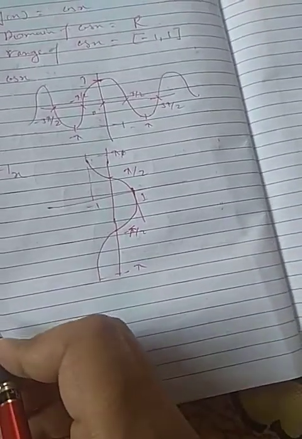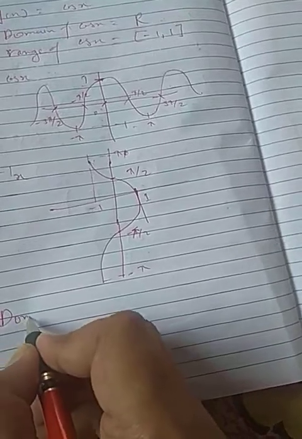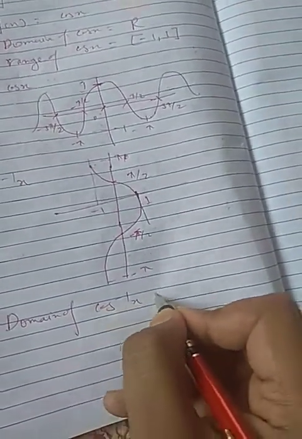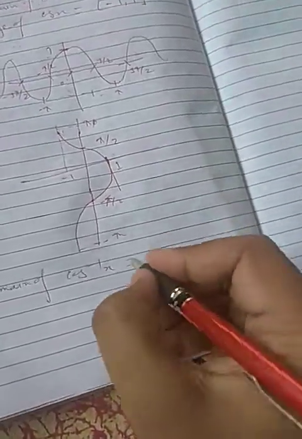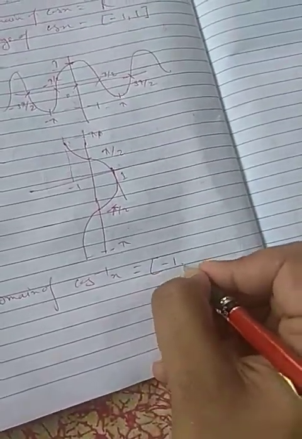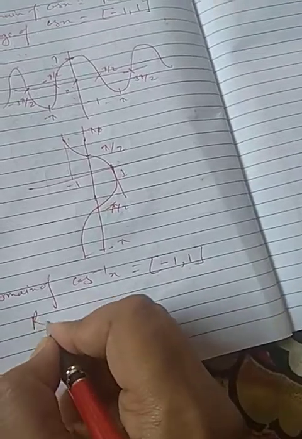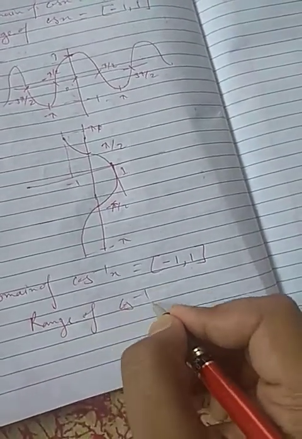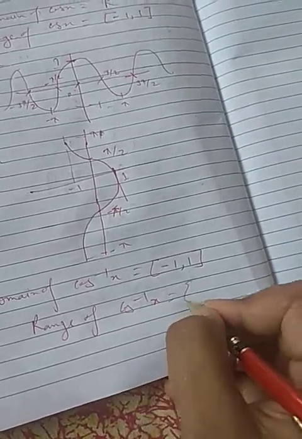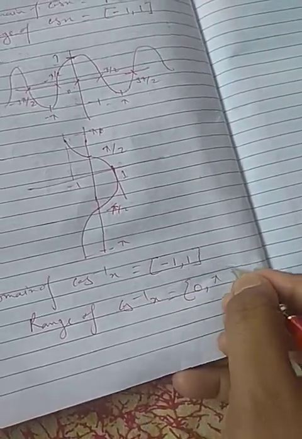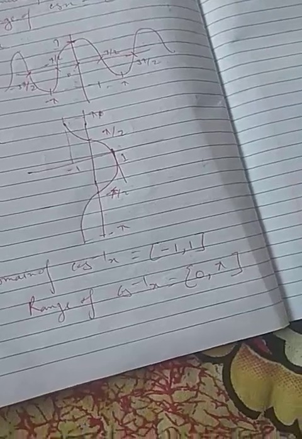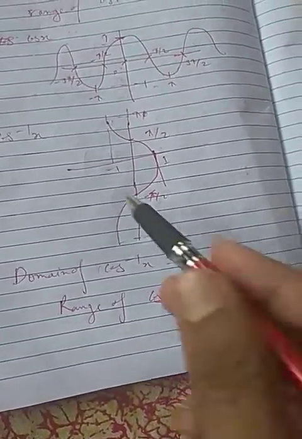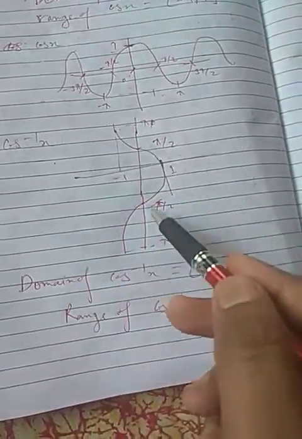So the domain of cos inverse x will be -1 to 1, and the range of cos inverse x will be 0 to pi in a closed interval. The range will be 0 to pi, and the domain will be -1 to 1. In case of cos inverse x, the graph will be like this.